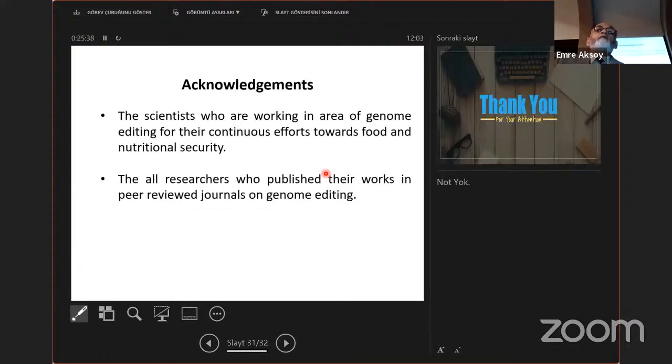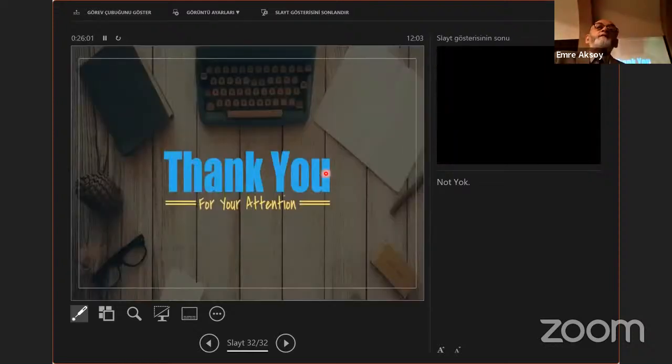At the end, I would like to acknowledge the scientists who are working in the area of genome editing for their continuous efforts towards food and nutritional security, and all researchers who publish their work in peer-reviewed journals on genome editing. So thank you very much for your attention.